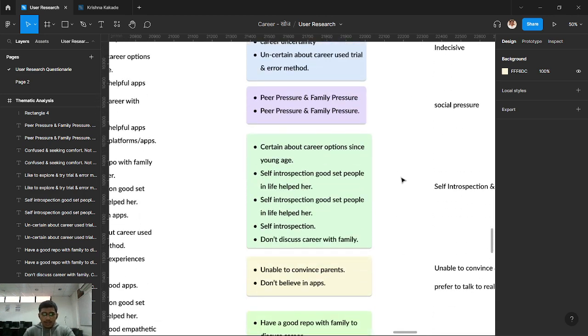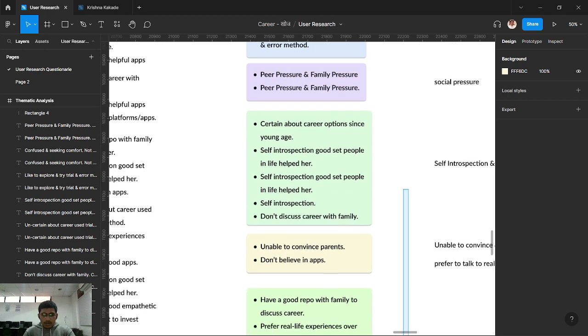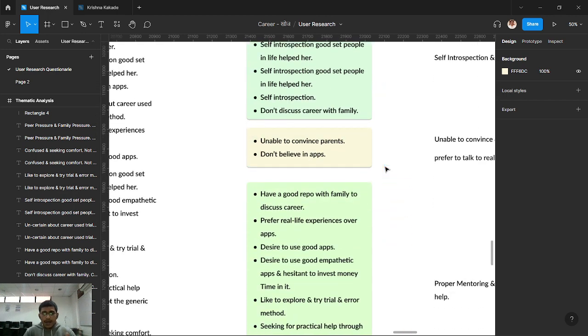After that, we have to generate themes on the basis of that. Uncertain about career options since young age. Self introspection and a good set of people in life helped her. Don't discuss career with family. Unable to convince parents. This is a very important thing. I would like to do something in my app related to this.